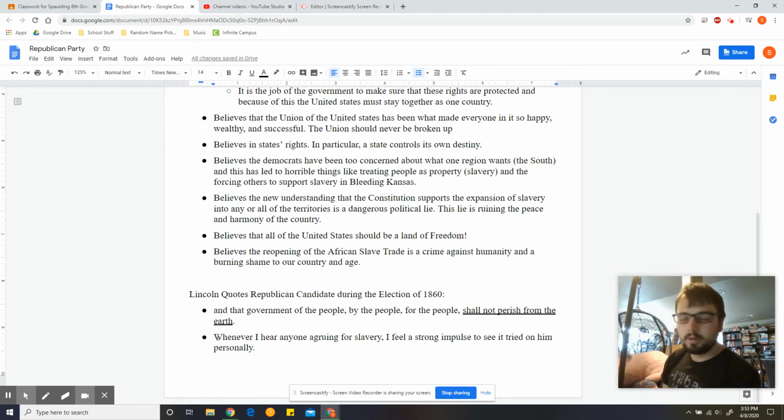Then we have his next quote, and we're going to take a minute to break this one down because there's a lot in this. "Whenever I hear anyone arguing for slavery, I feel a strong impulse to see it tried on him personally." Basically, what Lincoln is saying, okay, whenever he says someone is arguing for slavery, they're supporting that slavery is okay, he believes that maybe you should try being a slave and then see how you feel about it. If you like slavery so much, how about you be a slave yourself and then see if you still think it's an okay thing? That's basically what he's saying there. Clearly, by that statement, he is saying slavery is a terrible thing and we should not support it anywhere.